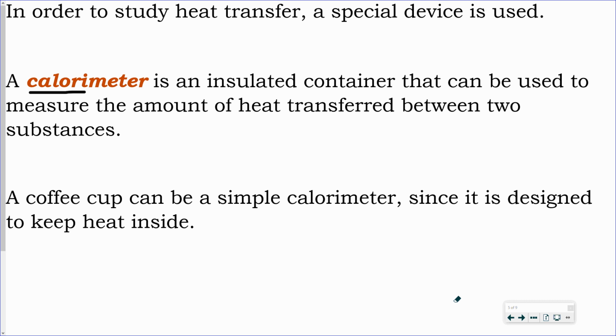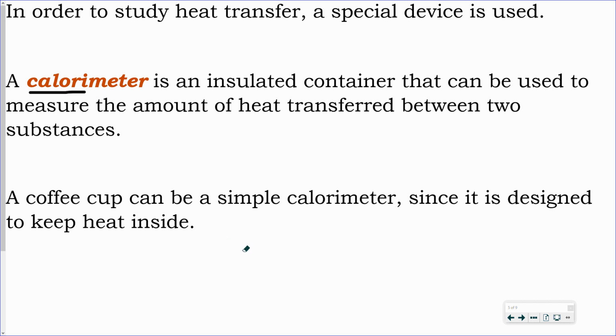So the next part of this video talks about calorimetry. A calorimeter is an insulated container that is used to measure the amount of heat transferred between two substances. The word calorimeter has the prefix calorie. We know a calorie is a way to measure the amount of chemical potential energy inside of a food. Well, it's also a measurement of energy, just like the joule is a measurement of energy. So basically, a calorimeter is an instrument, meter, to measure energy, in this case, calories or joules.